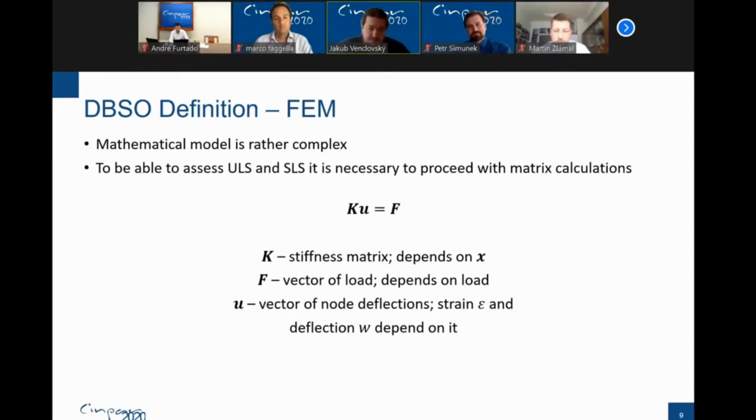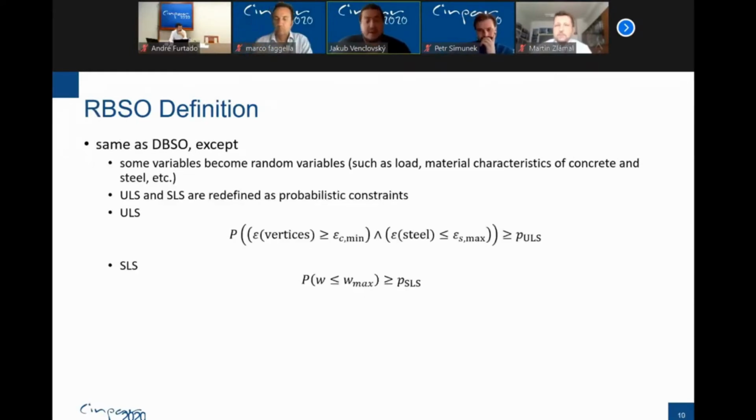These constraints were very simplified. It was actually just the final comparisons of set values. Of course, the mathematical model itself is much more complex. It uses the finite element method to actually assess the ULS and SLS. It leads to the matrix calculation K times U equals F, which is very well known. So it's a much more complex model than it might look like.